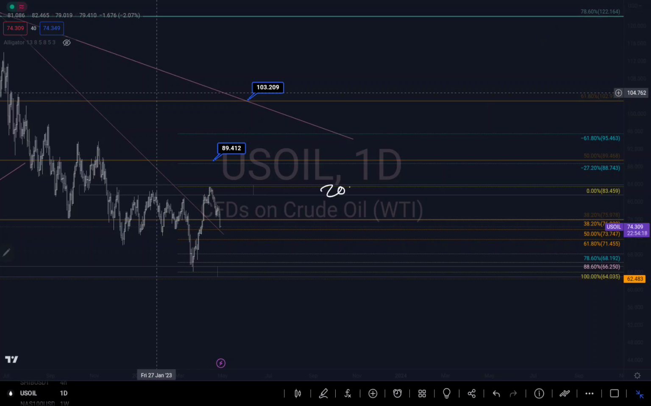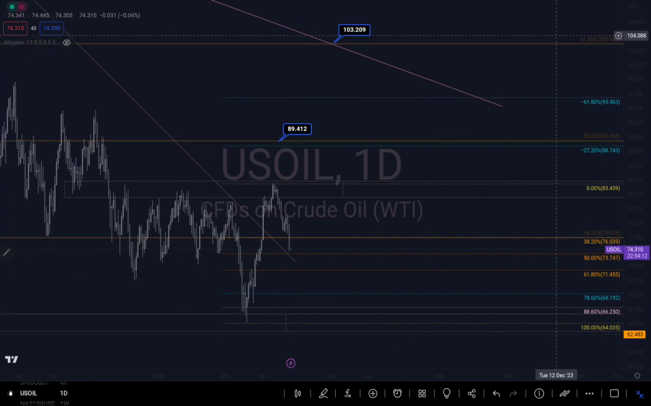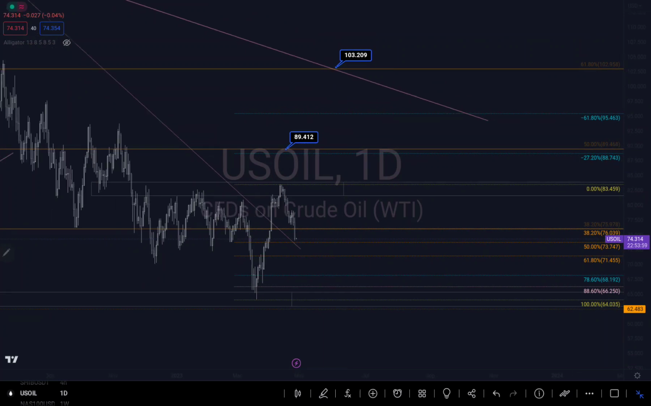We can also see the zone right here is a significant zone. Let me enlarge it a little bit. This zone right here is also a significant zone. We can see rejection out of this zone. So I said there's a possibility that we might reject out of the zone to at least retest the trend line.